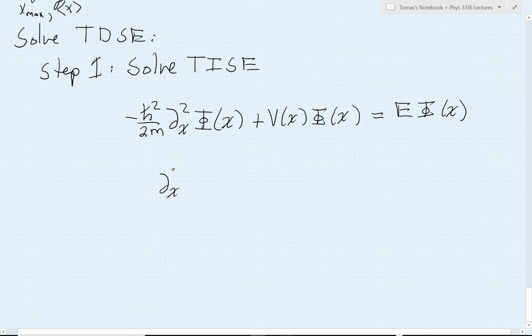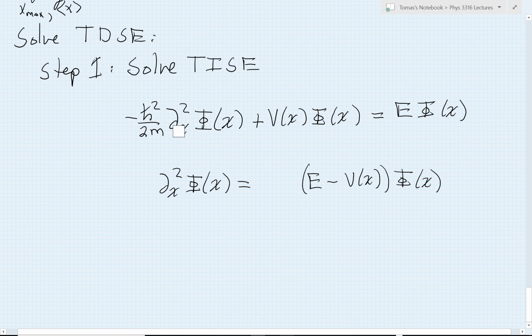So the second partial derivative with respect to x of phi of x will equal then, well, let's see here. I have to put this term on the other side of my equation, and I can combine that then with e times phi. So I will get e minus v of x times phi of x. All right. And now, to finally isolate my second derivative, I'm going to have to clear this fraction onto the other side of my equation. So I have to multiply by its inverse, minus 2m over h bar squared, like so. So this is the type of equation that we will be solving.